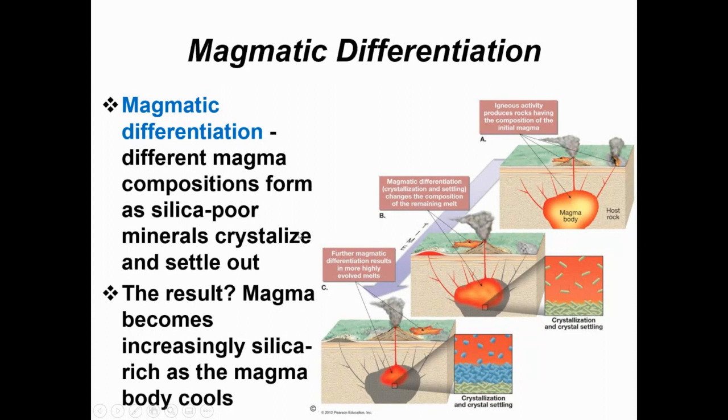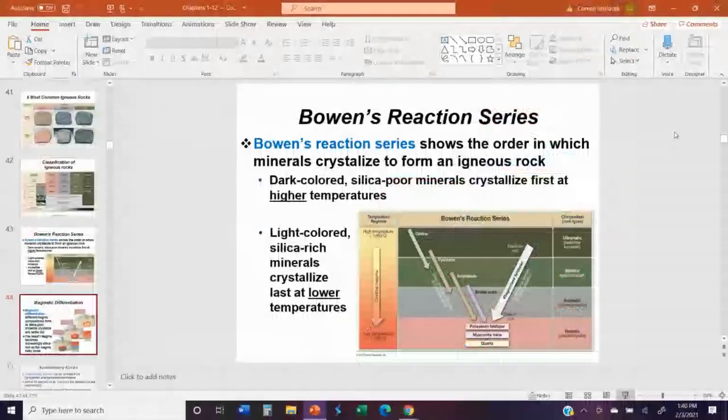So the kind of end result of what magmatic differentiation is that magma in a magma chamber, as it cools down, its composition is becoming increasingly silica rich, because as its temperature is decreasing, that means that the darker colored minerals have already solidified and settled out, which means that they're not adding to the chemical composition of the molten portion of it.